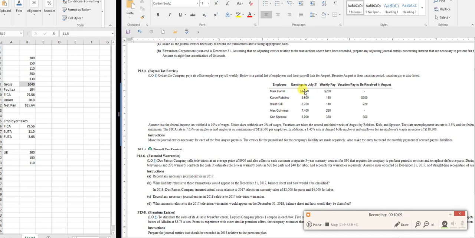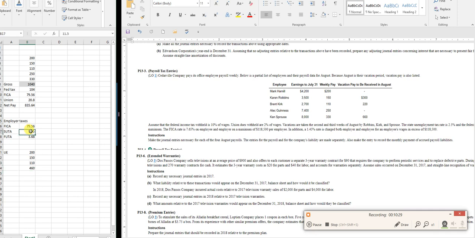Notice these three haven't earned over 7,000 yet. But these two have, so none of their wages are subject to unemployment. So my unemployment taxes are simply paid on $460 of wages.